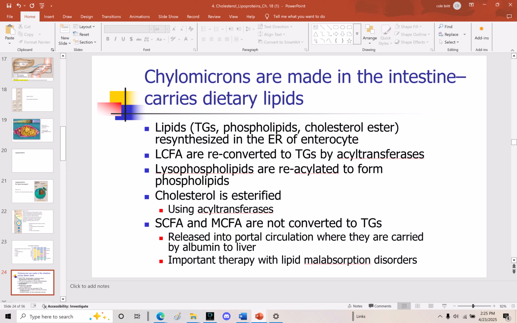All right, and just an FYI, just a review, short chain and medium chain are not converted back to triglycerides. They're the only ones that will not go into the chylomicrons. So they can go straight into the blood where they can be carried by albumin to the liver. So short and medium chain fatty acids are treated differently. They're not incorporated into chylomicrons.